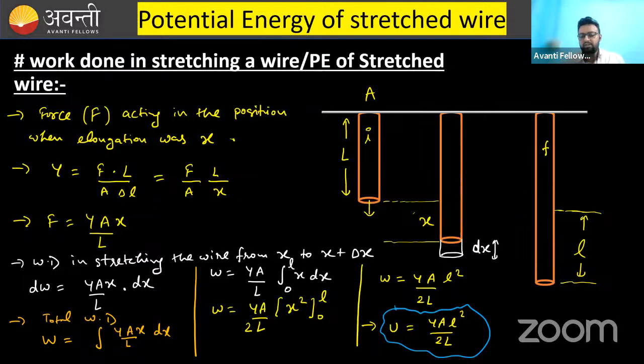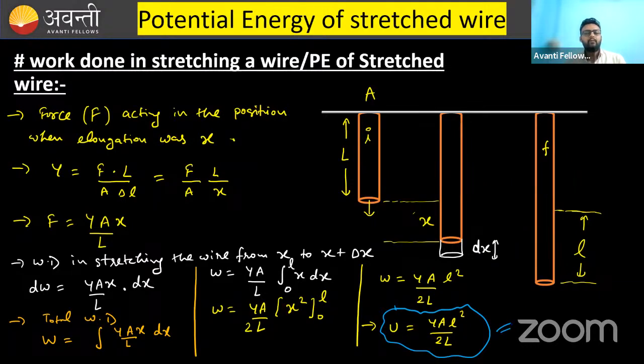Now remember two or three things here. What is Y? Young modulus. A is the area of cross section. Small l is what? Extension or elongation in the wire. Capital L is what? Original length of the wire. I think all these terms are clear. Small l is the elongation in the wire. Capital L is the natural length or original length of the wire. I think it is clear.